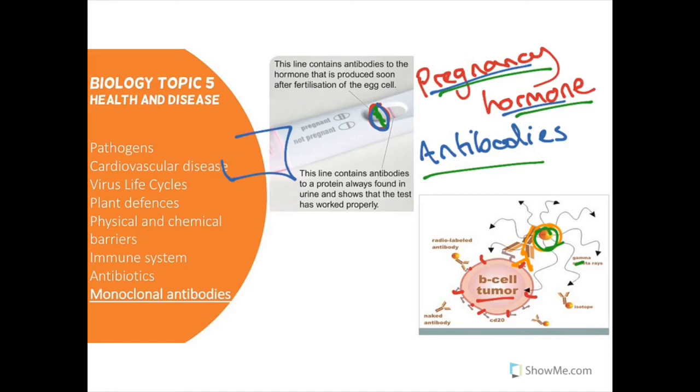So that's the whole revision for the Triple B5 health and disease. I'm going to put up a question paper, a revision paper. Make sure you do that, please. Make sure you understand the different parts. If you don't, please email me. I will then, if you ask, email you the end of topic test for you to try.